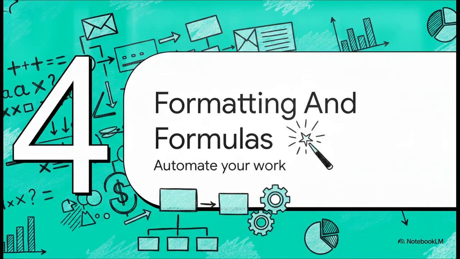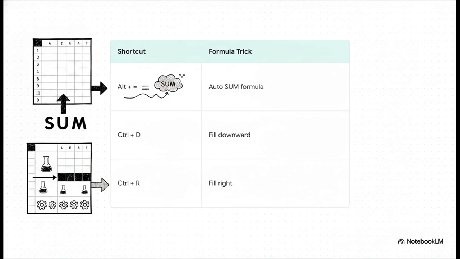Let's jump into part 4, formatting and formulas. This is the magic tier, where complex math happens without you having to type a single function. If you need to total up monthly sales, just click below your numbers and hit Alt plus equals. Excel automatically drops in the sum formula and guesses the range for you.